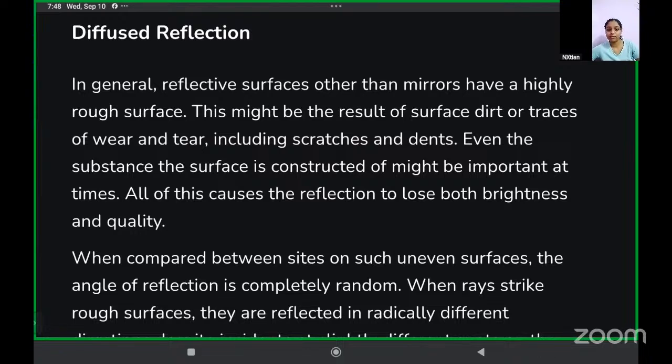What is diffuse reflection? Can you calculate diffuse reflection? Like in a normal reflection, you can say that the incident ray is coming at, let's say, 30 degrees from the normal. But in diffuse reflection, can you calculate? No, right, ma'am? Let me just confirm. I don't think we can calculate. Okay, one second.